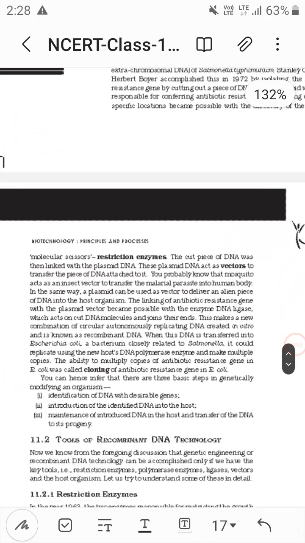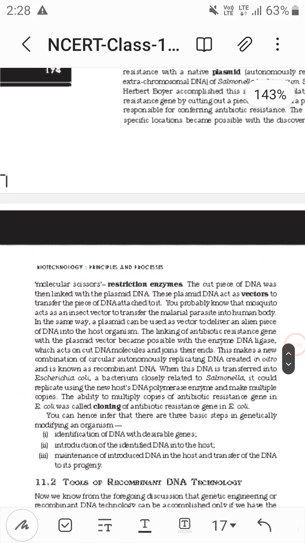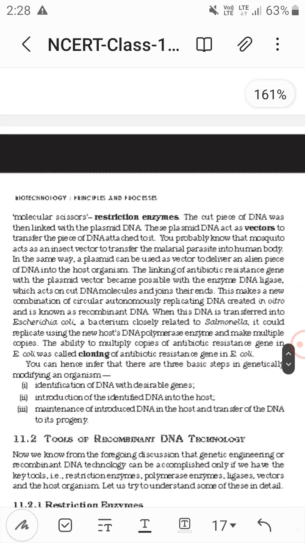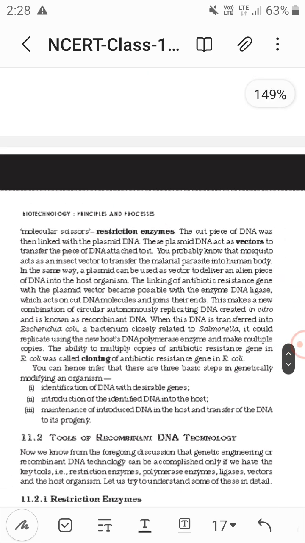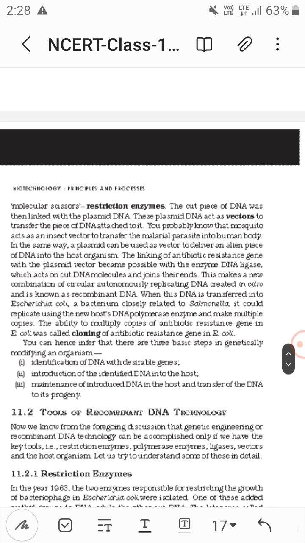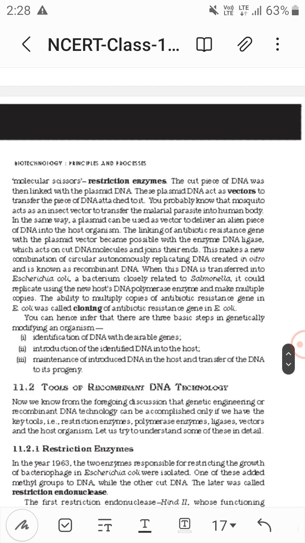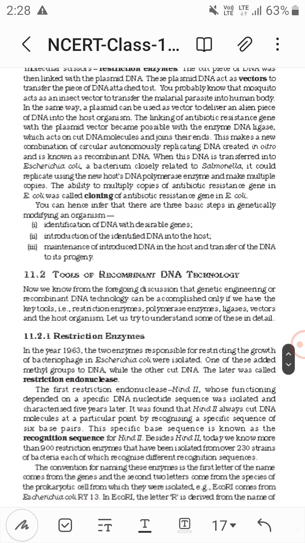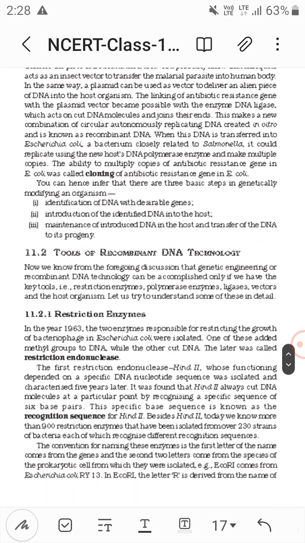So-called molecular scissors. These are restriction enzymes, and there are vectors. The plasmid DNA acts as vectors to transfer the piece of DNA.